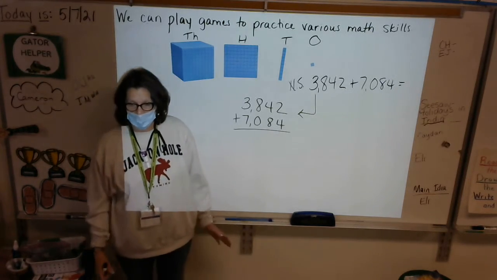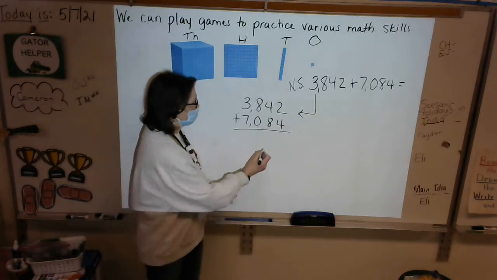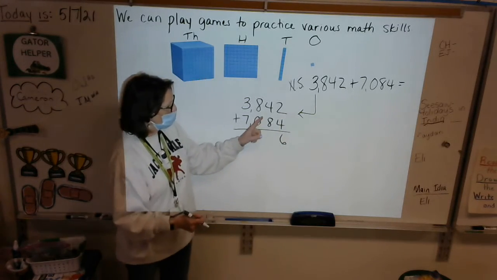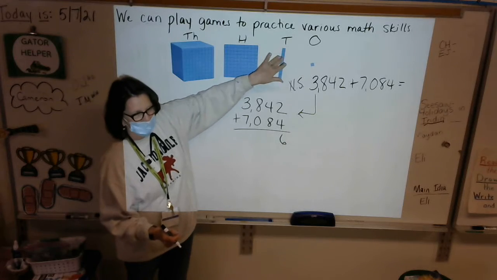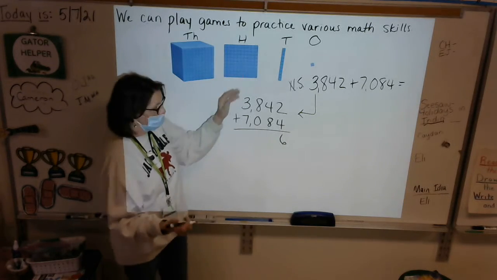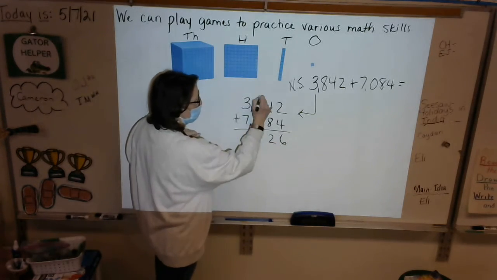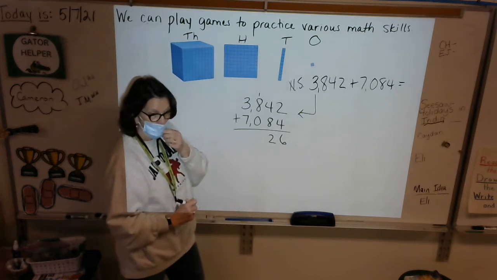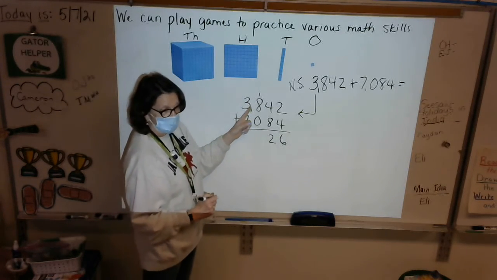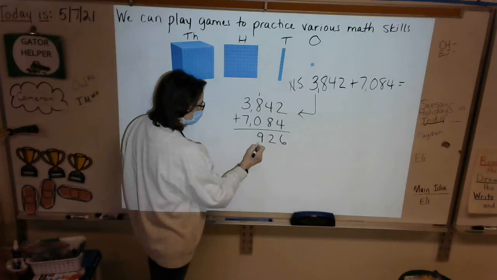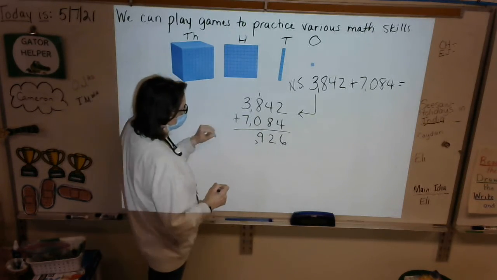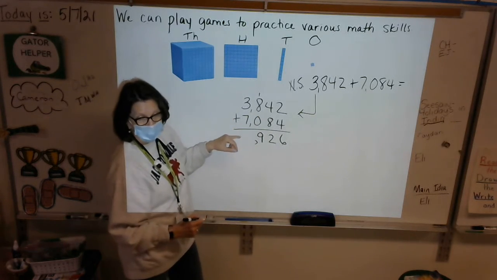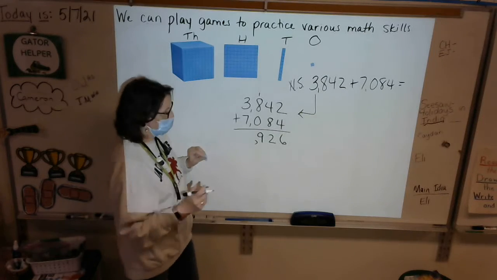We start with the ones place, right class? 2 ones plus 4 ones gives us 6 ones. 4 tens plus 8 tens, that means 4 of these, plus 8 more gives me 12 of them. That means I have 2 here, and I have to regroup into the hundreds place. 100 plus 800s is 900s. I'm going to bring my comma down right now. 3,000s plus 7,000s is 10,000s.